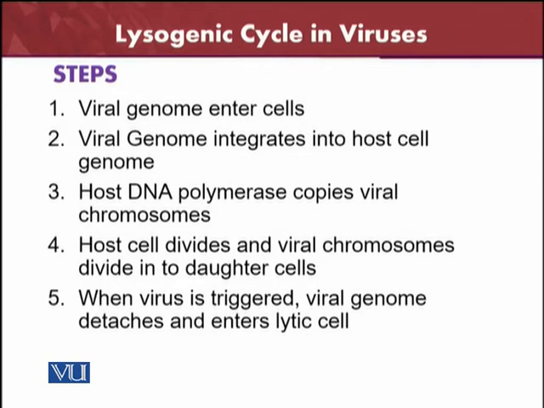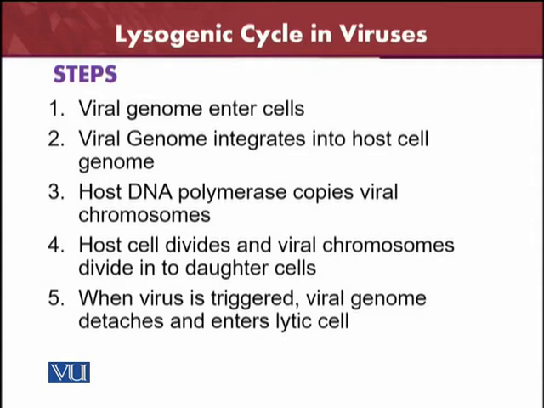First of all, the virus genome enters inside the cell. Of course, just like any other host and virus interaction, the virus first has to attach to the cell wall of the bacterium, then enter inside and propagate, and then the viral genome integrates into the host genome. The virus will take hold of the whole machinery. The host DNA polymerase copies the viral chromosome. The host will take it as its own, and the viral chromosomes will be produced.